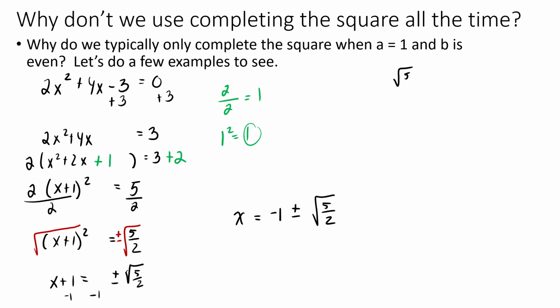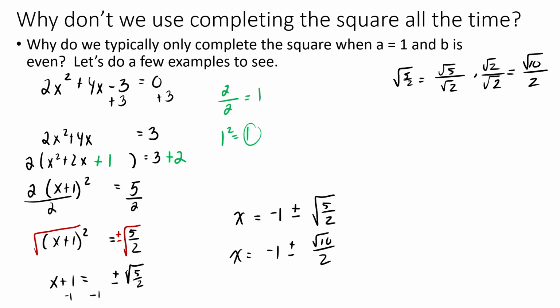The square root of 5 halves is equal to the square root of 5 over the square root of 2. And then you might need to rationalize that by multiplying by the number 1 in the form of square root of 2 over square root of 2. So you get the square root of 10 over 2. Okay.